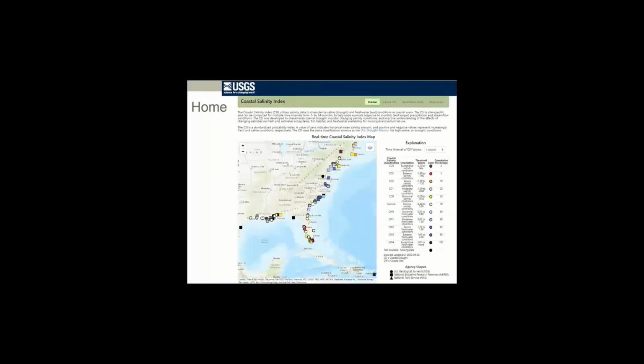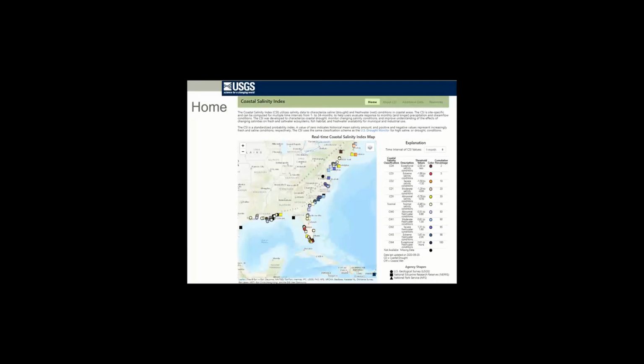So we'll do a quick walkthrough of the Coastal Salinity Index website. This is the one developed for the South Atlantic Water Science Center, USGS. It's still a work in progress. We haven't completed it yet, but I'll show you what has been completed so far.